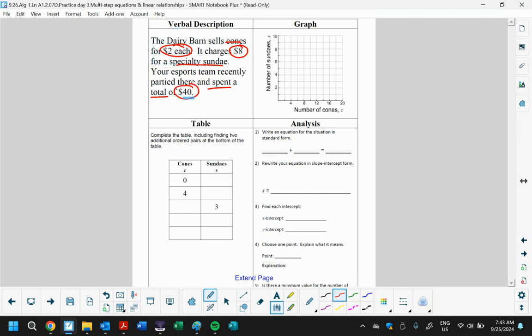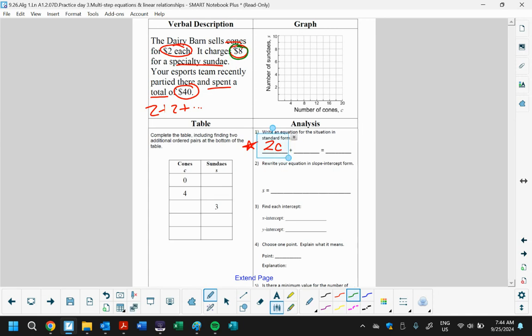Now at this point you can go in different directions, but I'm going to invite you to pause your video, see if you can write the equation in standard form, and come on back when you are ready. Now what I'm seeing here, we got cones, we got $2, $2, $2. We don't know how many $2, so I'm going to write 2 times x. No. I notice both in the graph as well as in the table that they give us variables of c and s. So $2 times c number of cones will be the first part of the equation.